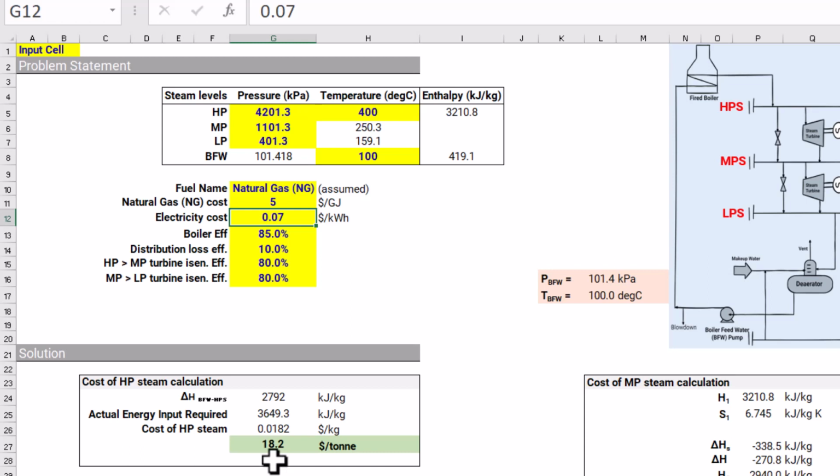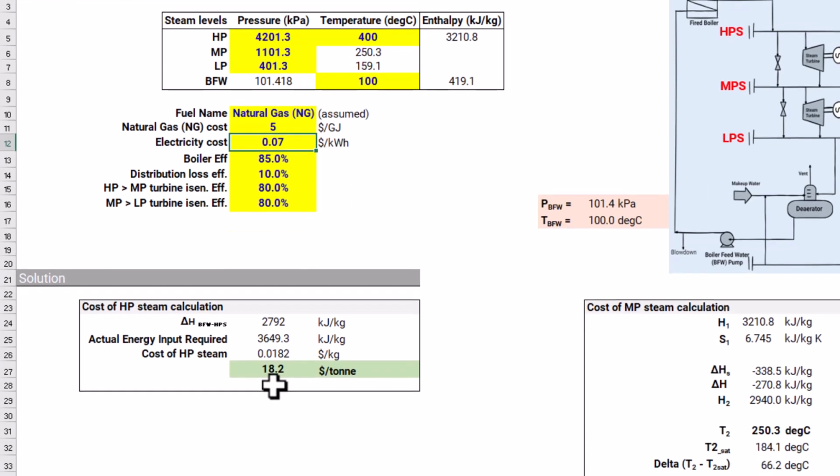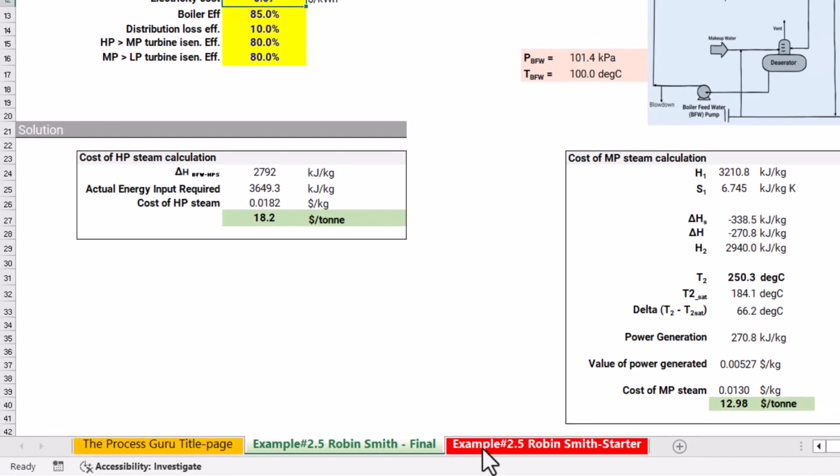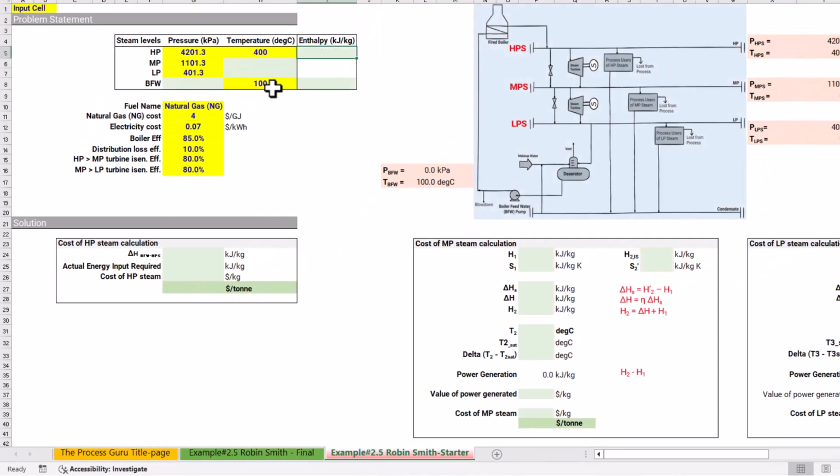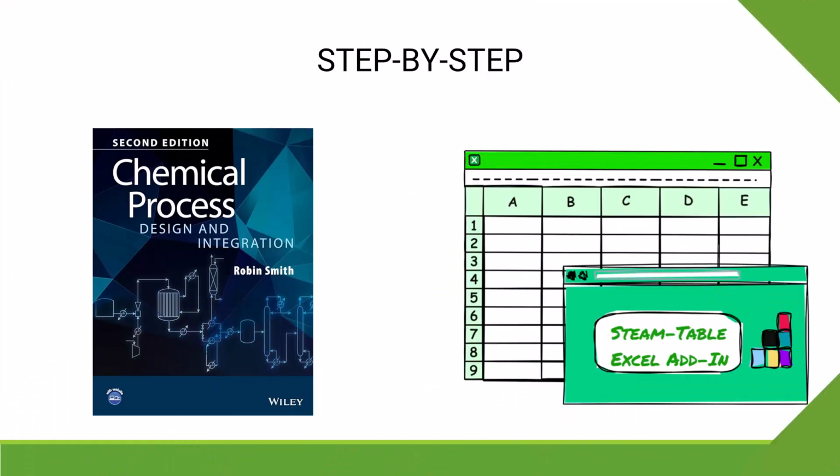To explain this example in a little more detail, or give you some hints on how to put a few formulas about steam tables, I have developed a second Excel sheet where I haven't put any numbers. I will show you step by step how we can insert the formula from the steam table add-in.